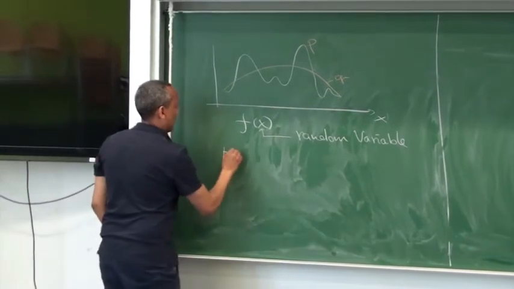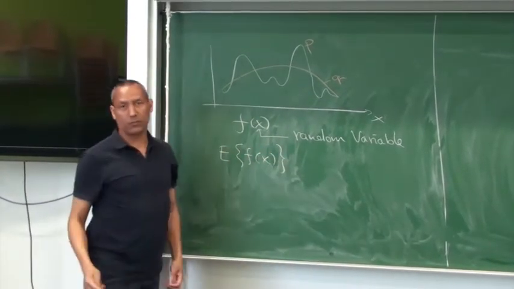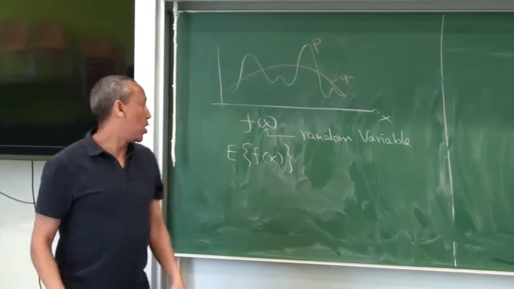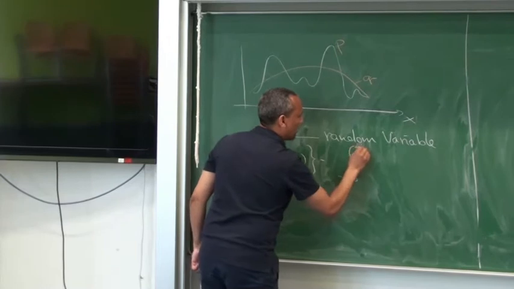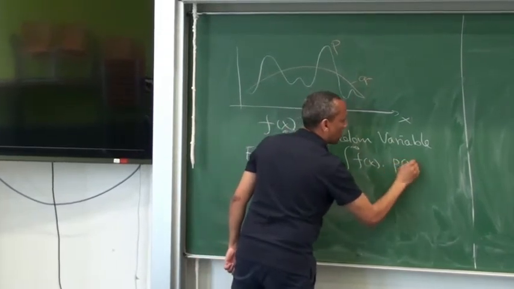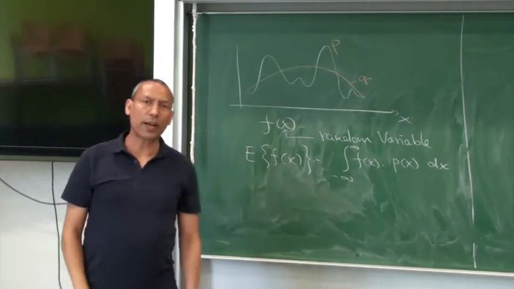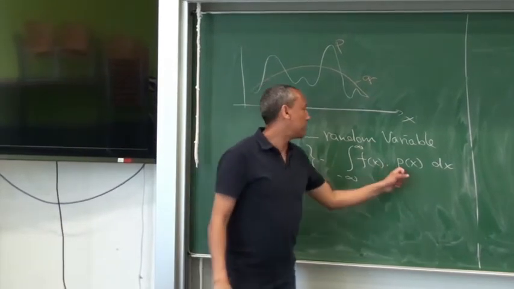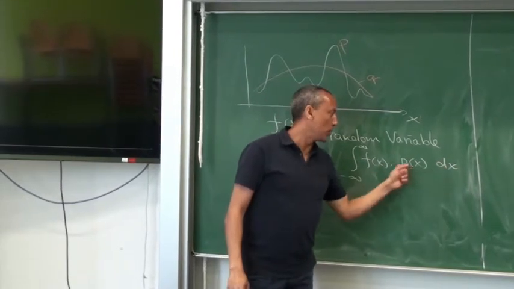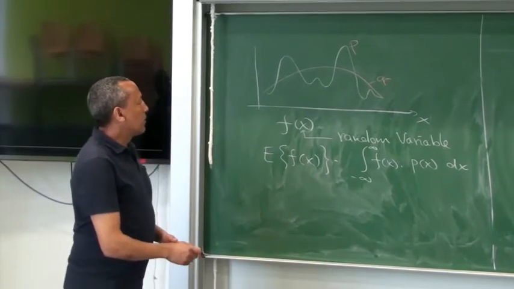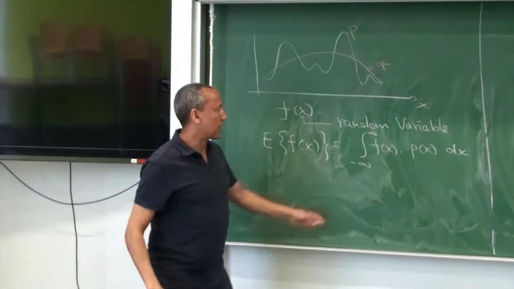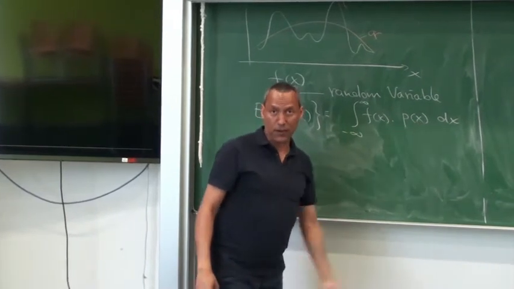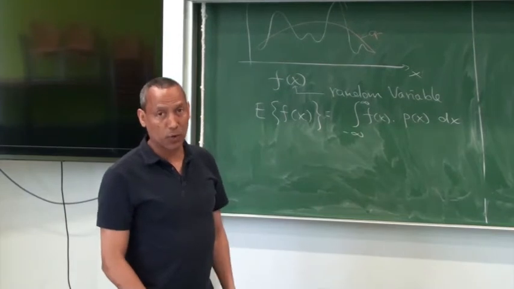Now we wish to determine the expected value of f of x. Of course, what we have to do is integrate f of x, p of x, dx. This is how we express the mean of a function involving the random variable x. Of course, if the probability density function is a complex function, we cannot take advantage of this directly, so we use Monte Carlo approximation.